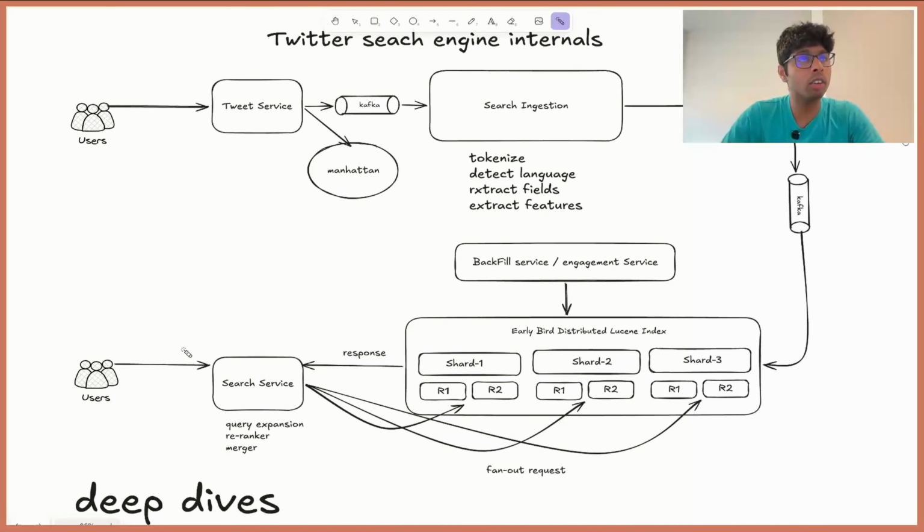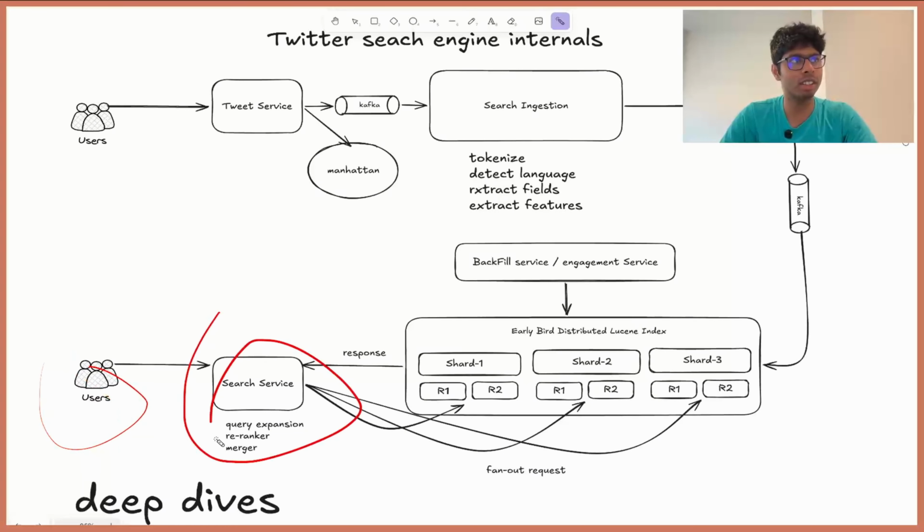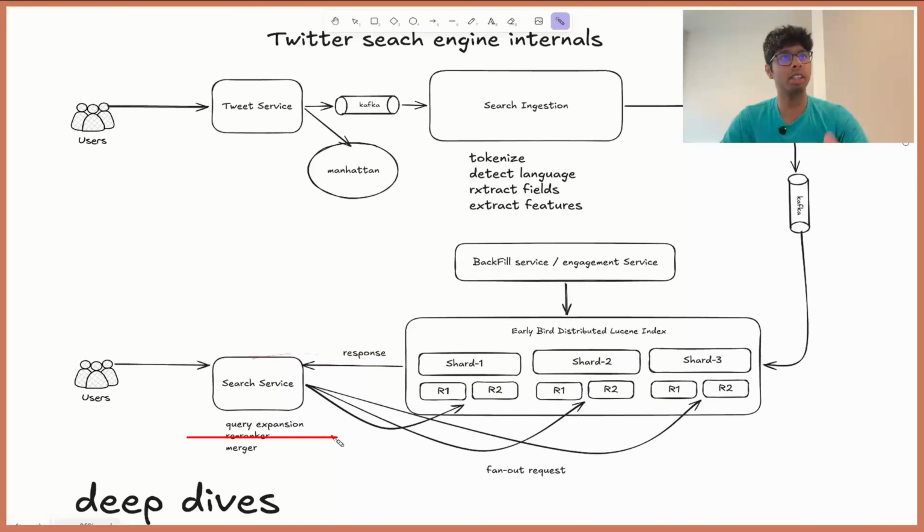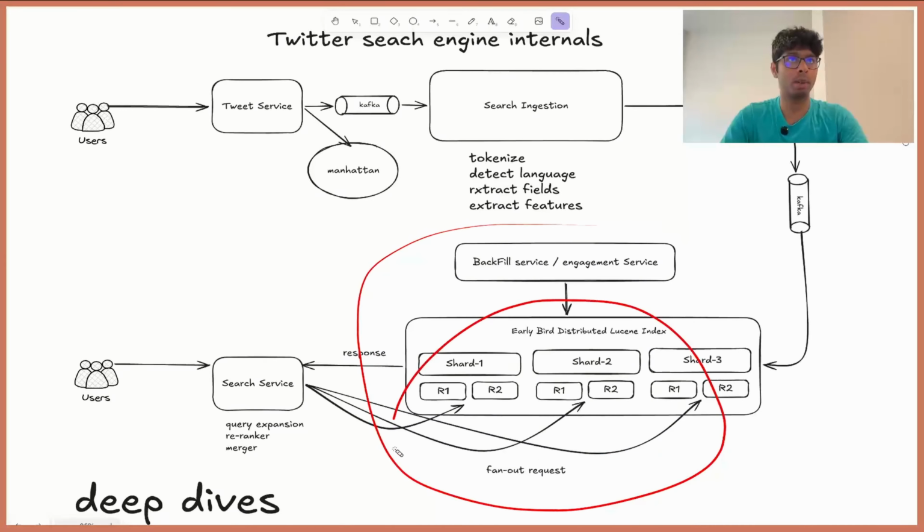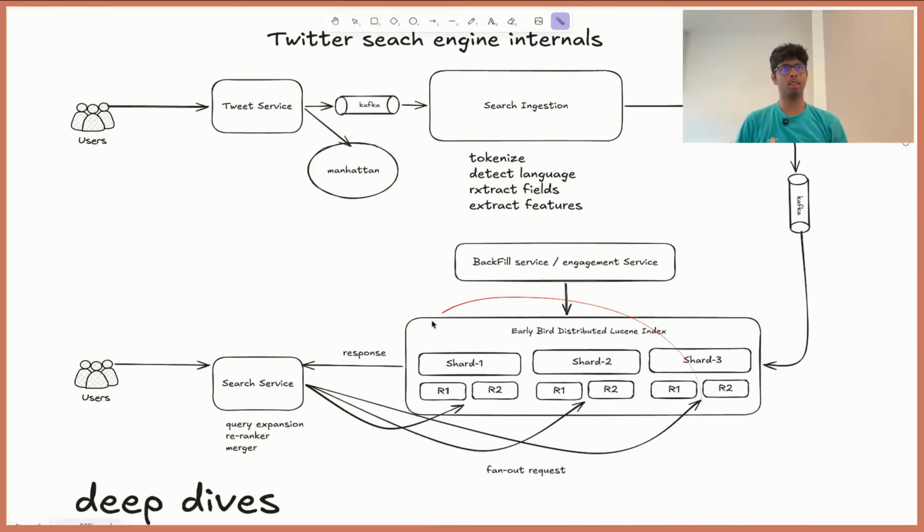Now what is going to happen when the user makes a search query? The user will make a search query and it will go to the search service. There are some things that I mentioned, and we are going to discuss them later on. These requests will go to shard 1, shard 2 and shard 3. I'm going to discuss this fan out request also, and it is going to give you the response. So this is the basic system. We are just going to use the Earlybird distributed Lucene index that Twitter has built, and that is going to solve all the problems. So now let's deep dive into how they have built it.